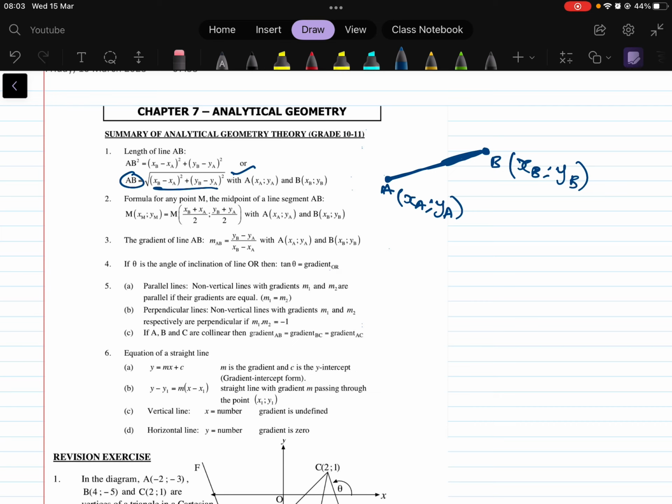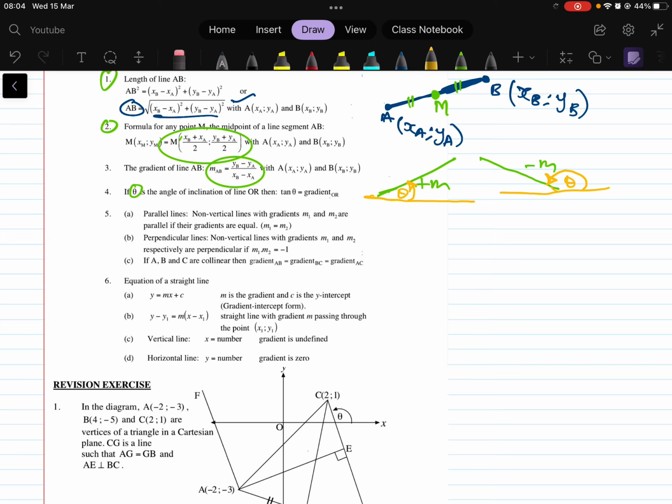And then for each line, whether or not it's slanted to the right or to the left, you are able to calculate the angle of inclination of that line. By the angle of inclination, they just mean this angle from the positive x-axis to the line itself. This angle is theta. Again, for the negative gradient, the angle from the positive x-axis to the line itself is also given by theta.